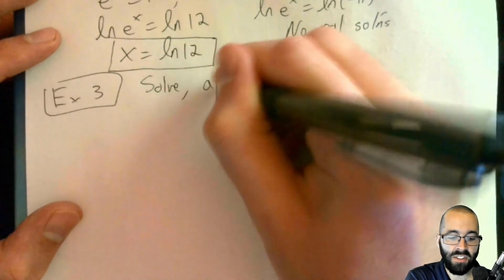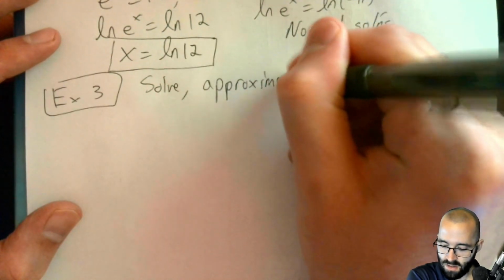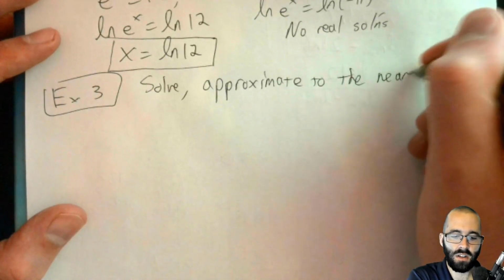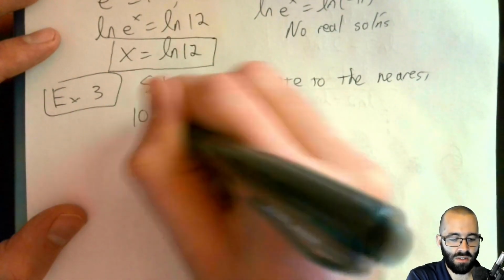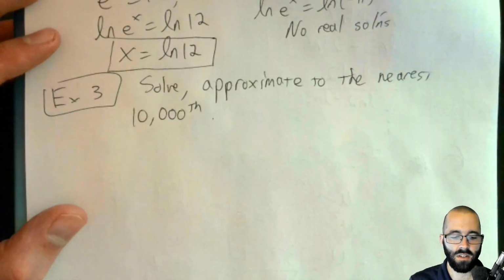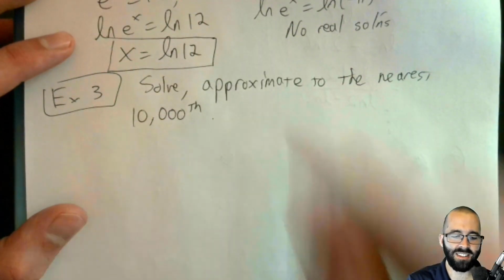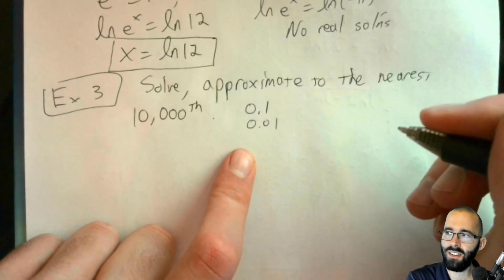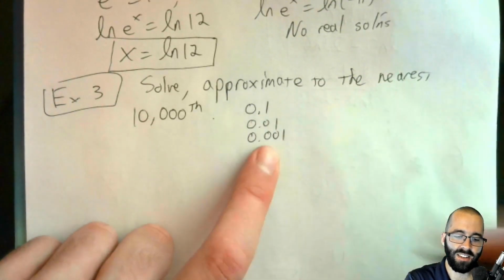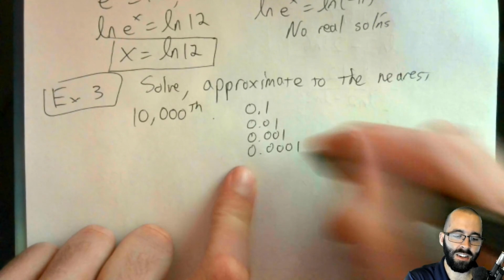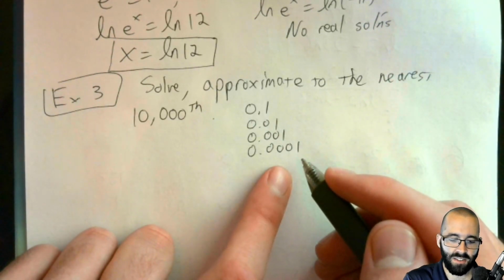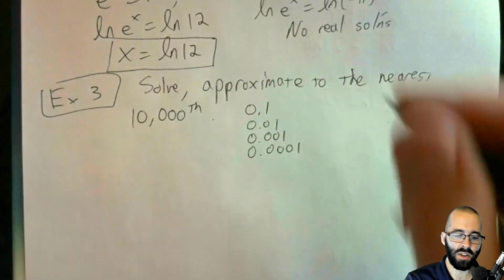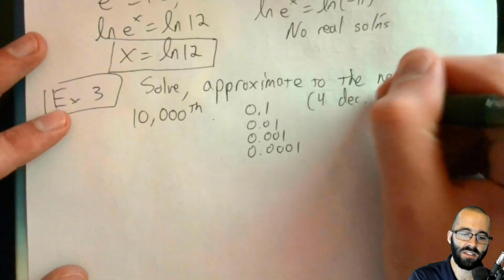Solve. And this time, I want you to approximate to the nearest 10,000th. So remember how many decimal places that is? The nearest 10th, nearest 100th, nearest 1,000th, nearest 10,000th. So, okay, 10,000th is 3 zeros after the decimal. Okay, so 4 decimal places is another way to phrase this.